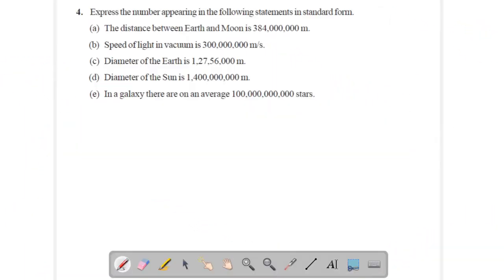Now come to question number 4. Express the numbers appearing in the following statement in a standard form. See A part.